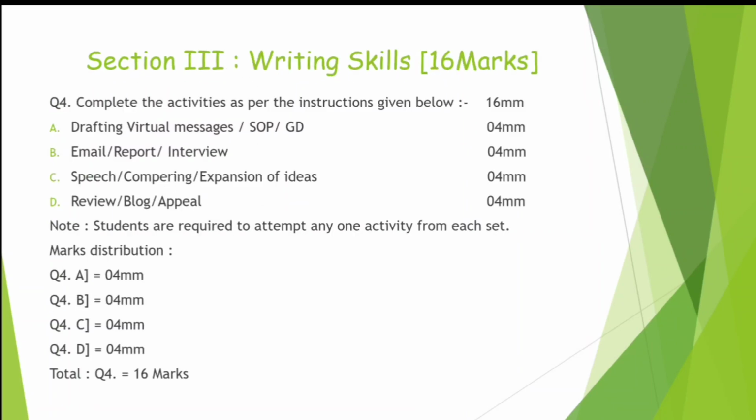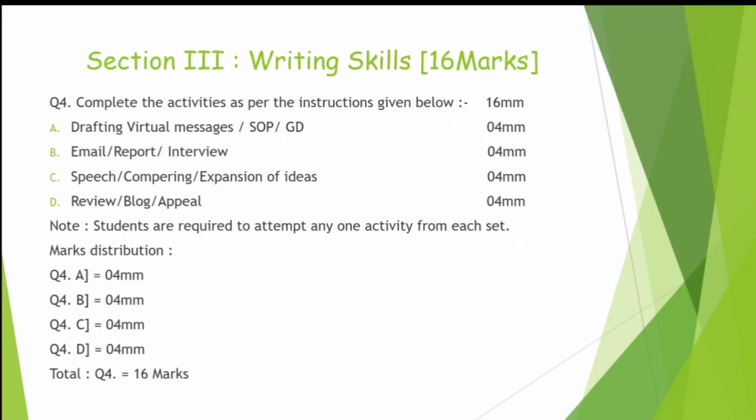Now we will see the pattern of questions. So section 3, writing skills, has been given 16 marks. So the question is, question number 4, complete the activities as per the instructions given below. As I told, it carries 16 marks. So question number 4a, you have to attempt any one out of the 3 activities given. You will be given 3 activities for each sub question. Like you can see on the screen, in question number 4a, you have drafting virtual message, statement of purpose, and group discussion. So you can attempt any one of the 3 activities which have been given to you.